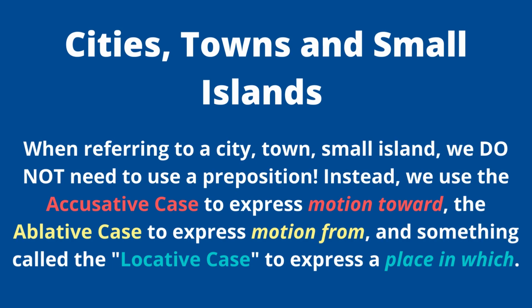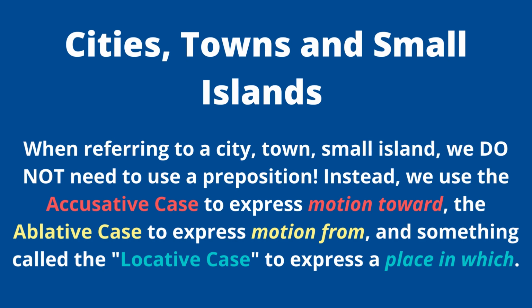But what we're specifically talking about are cities, towns, and small islands. And if you're wondering why it's small islands, it's because usually at that size, an island might only have one town on it. So that's why small islands get lumped in here. If that seems a little random, it's mostly cities and towns, okay?